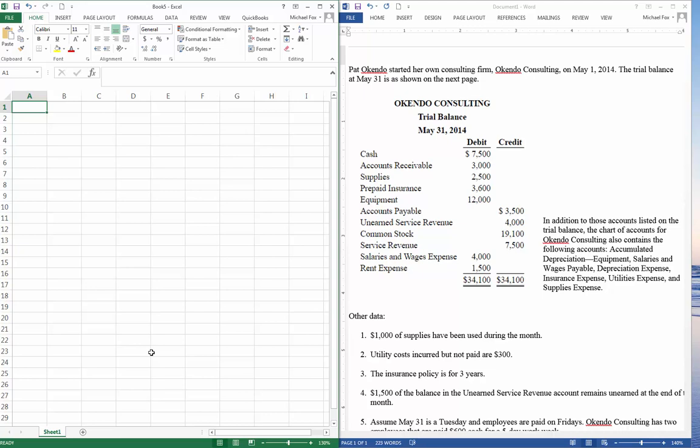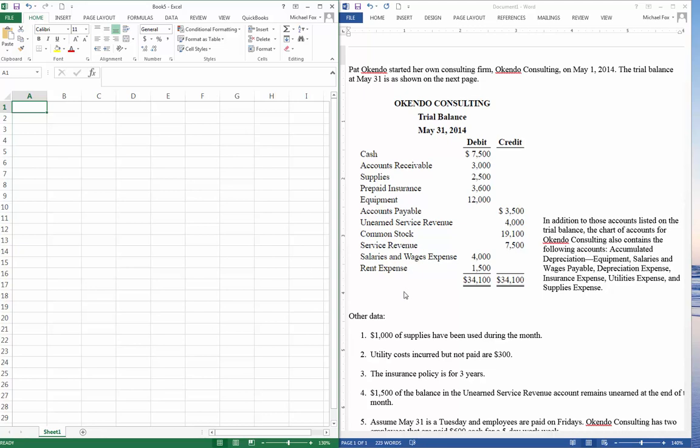And then it has some other instructions in addition to those accounts listed on the trial balance. The chart of accounts for Okendo Consulting also contains the following accounts, and it gives you a list: accumulated depreciation on the equipment, salaries, wages payable, depreciation expense, insurance expense, utilities expense, and supplies expense. So those are all the accounts between the trial balance and that list that Okendo will use.